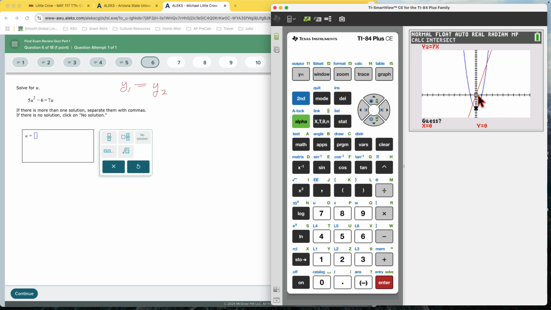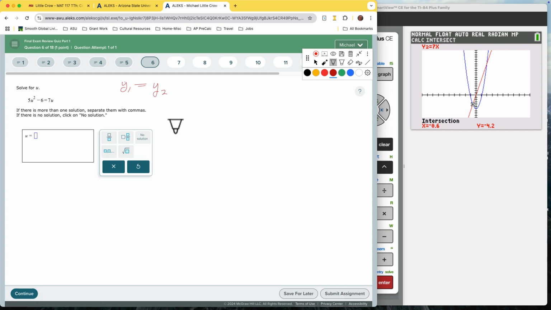Now, when I do that, it's going to go to whichever intersection is closest, so it's going to find the one at the bottom. When I want to find the one on the top, I'm going to have to move closer to it. Whichever one I'm closest to, and there it is. It found it at -0.6 and -4.2. I'm going to write these down as a solution. What we're looking for is what x value makes them equal, so x, or u, equals -0.6.